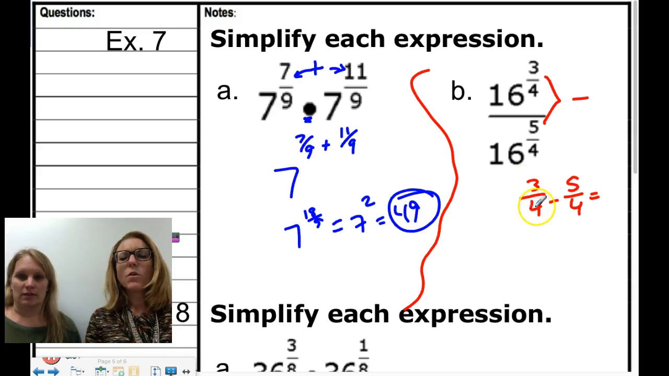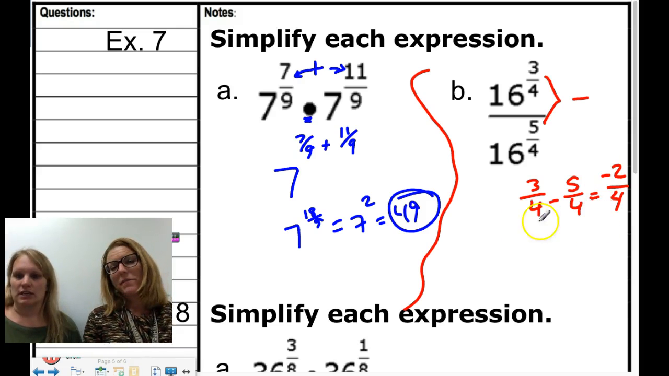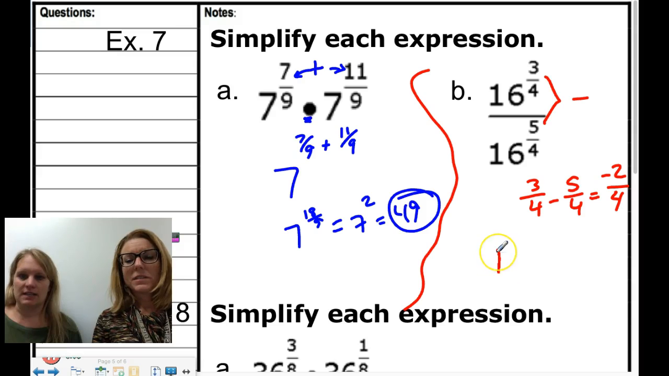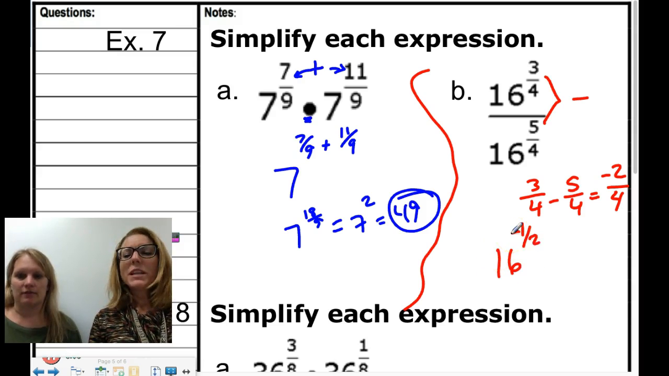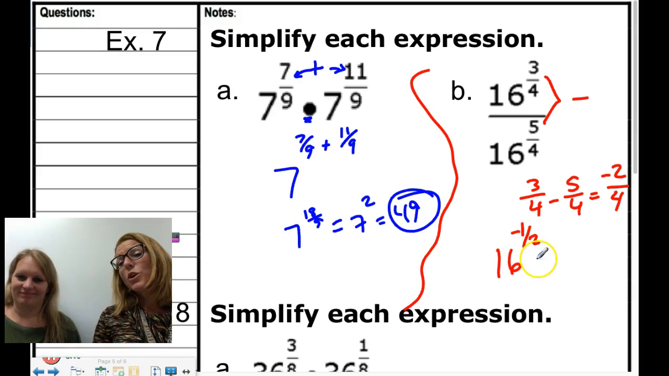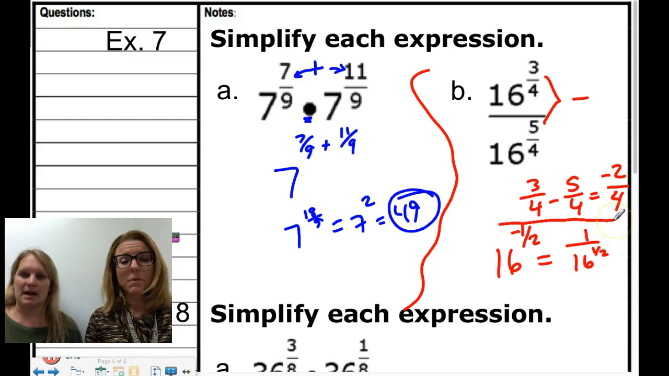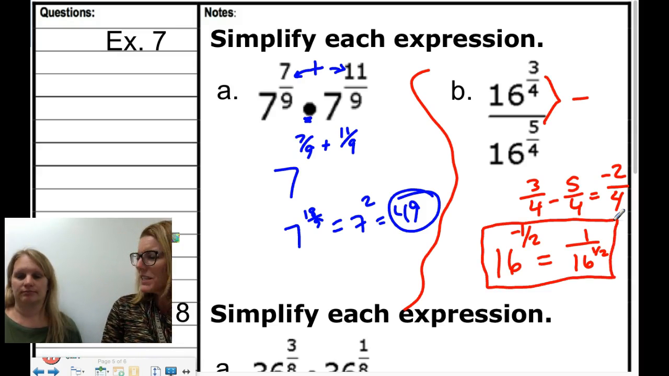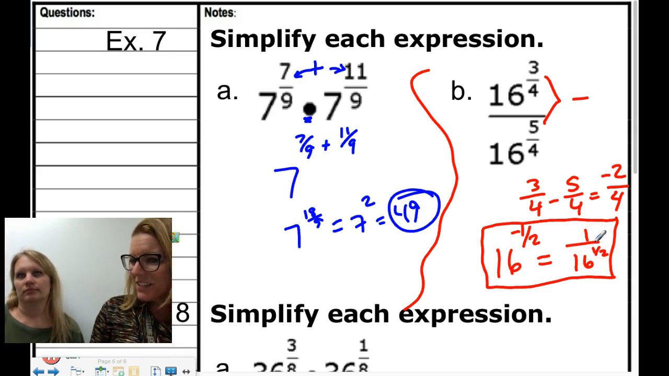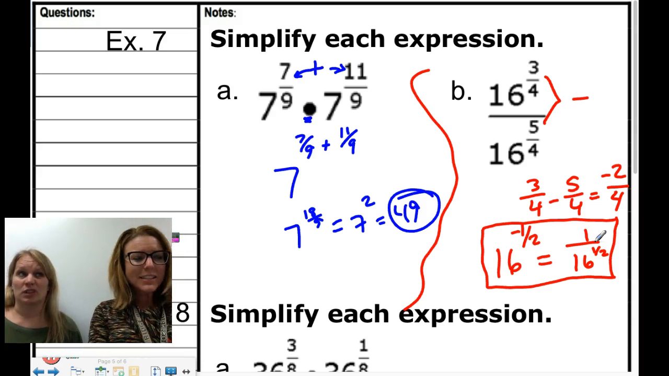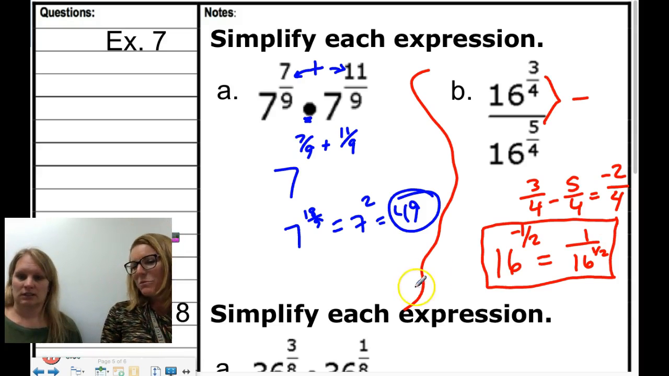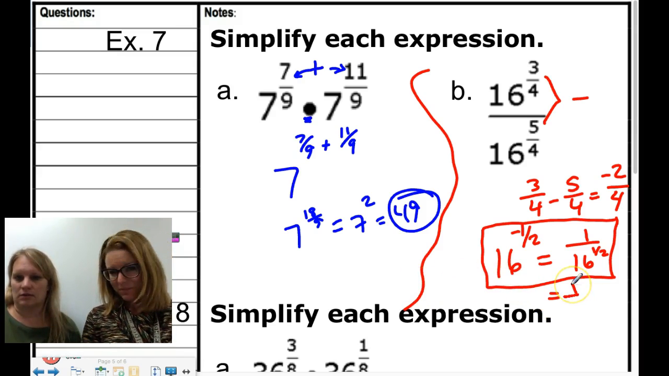Our bases are the same, and our denominators are the same. Then 3 minus 5 is negative 2, which over 4 is a negative 1/2. So we can write our base of 16 to the negative 1/2. But we never leave a negative exponent, so we're going to write that as 1 over 16 to the 1/2. You're moving the whole thing to the denominator, and then it turns to a positive exponent. What is 16 raised to the half power? That's the same as 4. So the final answer would be 1 over 4, because it's saying simplify.